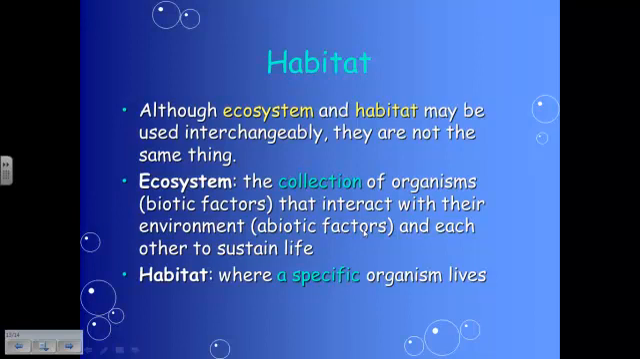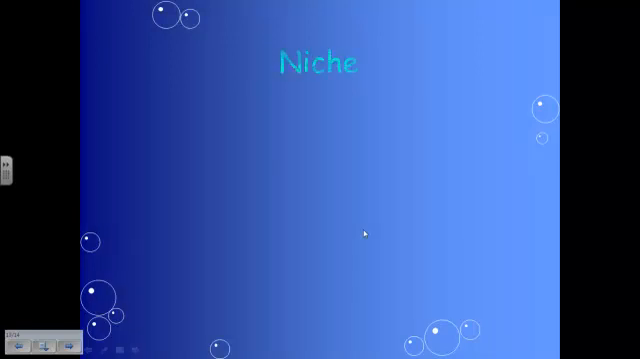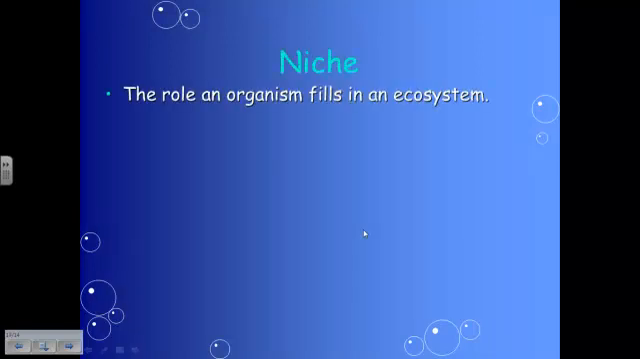Whereas habitat is where a specific organism lives, such as fish might be part of an ecosystem up in the mountains. However, fish do not live in the grass. Fish only live in the water. That's their habitat. And then lastly, niche. This is the role an organism fills in an ecosystem.